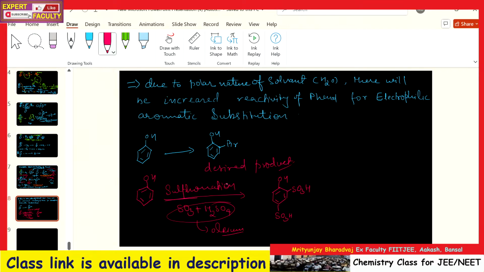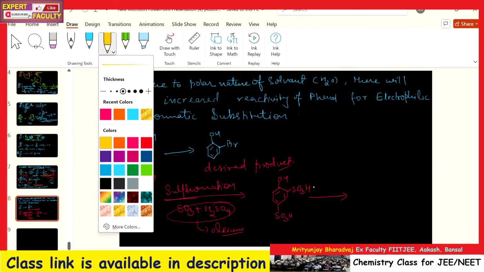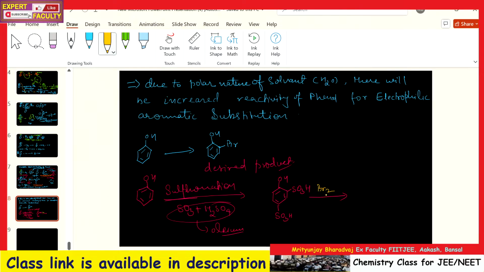So this is the method, under controlled conditions, for sulfonation of phenol. What we get is disulfonated phenol. We form this, and the next step is to react it with Br2 and NaOH.